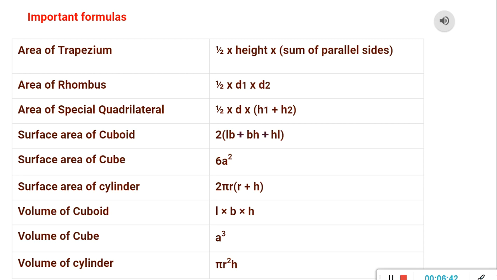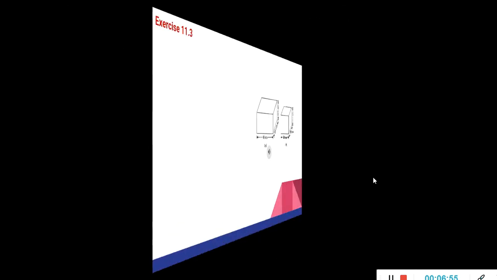Surface area of cylinder 2 pi r into r plus h. Volume of cuboid length into breadth into height. Volume of cube a cube. Volume of cylinder pi r square h. Okay.